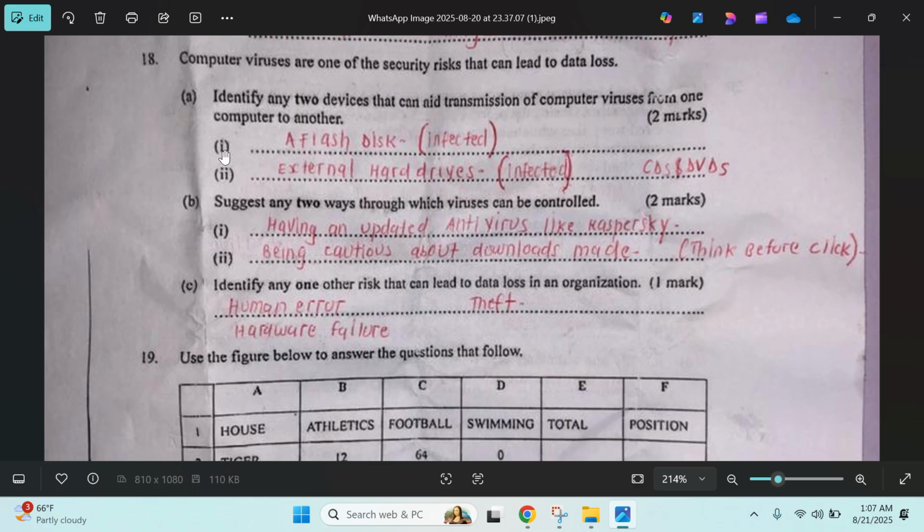Then part B of number 18, suggest any two ways through which viruses can be controlled. Viruses can be controlled through having updated antiviruses like Kaspersky. That's how you can control viruses. You don't stop at having an antivirus on your computer. Make sure it is also updated. I've just talked about updating in this very video, the meaning of updating.